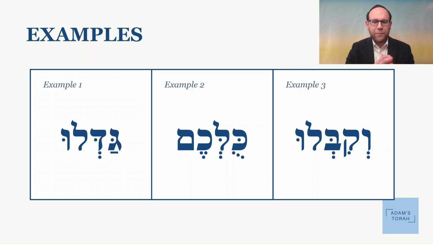Example number 2, Kulechem. Why do we read the Sheva under the Lamed as a Sheva Na? Because there's a Dagesh there. Kulechem. And third example is a word actually from Megillat Esther, Kiyemu veKibelu. That word, veKibelu. It is a Sheva Na underneath the bet. Also, that first Vav, the first letter of the word, is a Sheva Na because of rule number 1. The third letter of the word is a bet that has a Dagesh in it, and there's a Sheva under it, and therefore it is read as veKibelu. Not veKiblu.